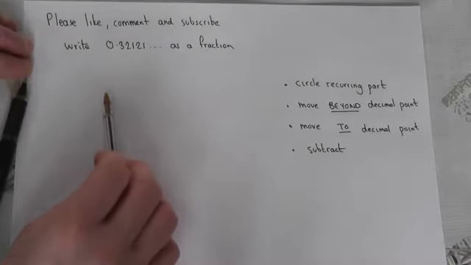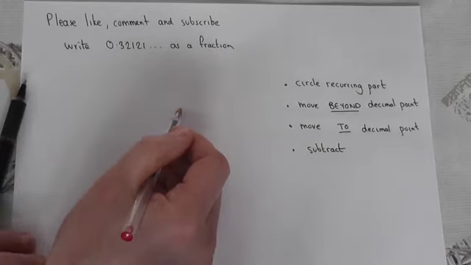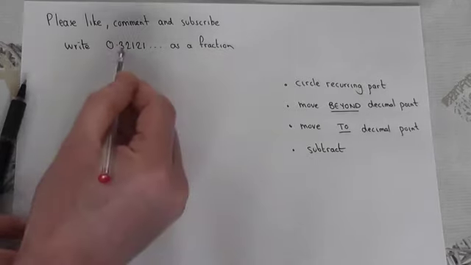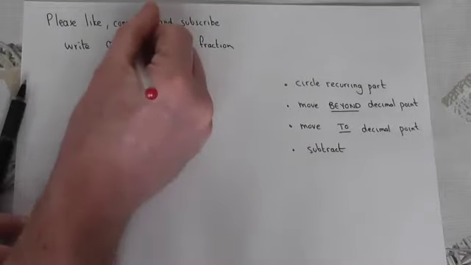This video shows the trick to convert any recurring decimal to a fraction. So, 0.32121. The 21 is recurring, circle it.